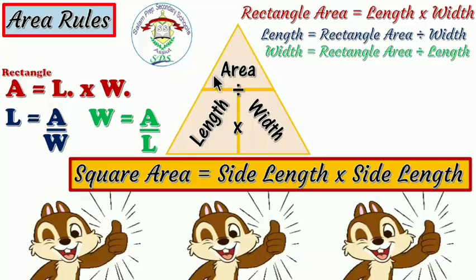This triangle is very important for you. The top of the triangle is area. The left part is length. The right part is width. We know length times width equals area. If we want to find the length, so area divided by width. If we want the width, area divided by length. Okay?